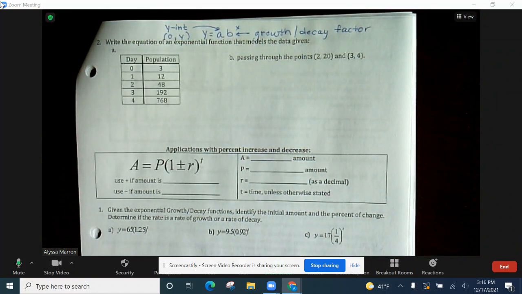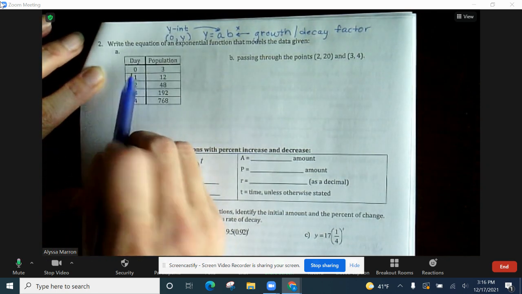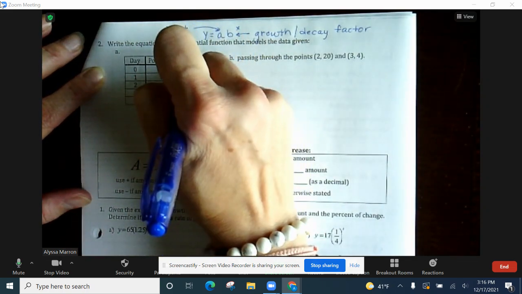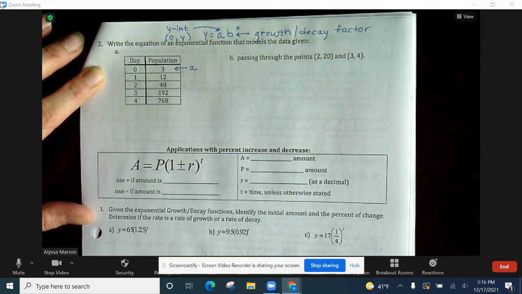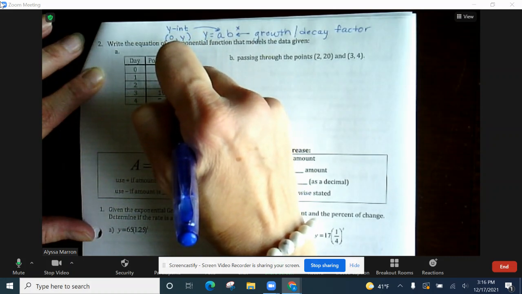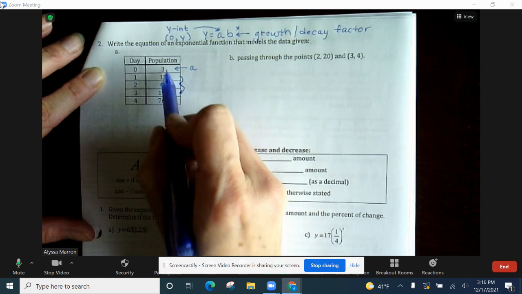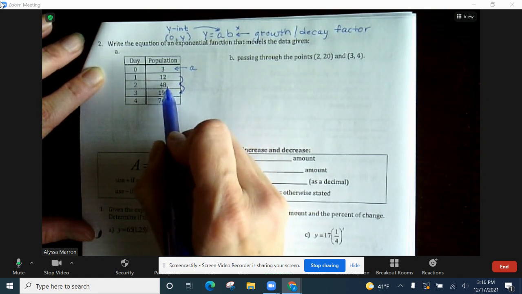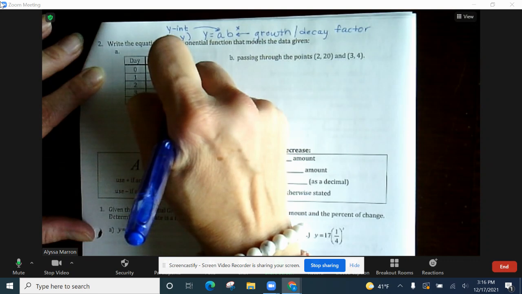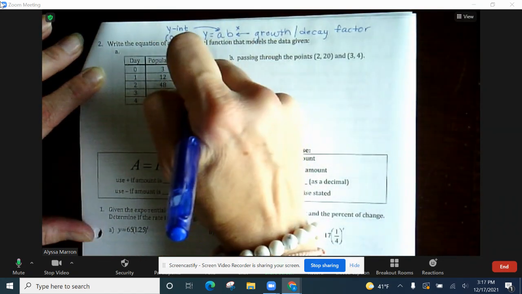So if we look at our table here, first thing I notice is that we have an x value of 0 here, which means this here is my y-intercept. That's my a value. As far as my b value, my growth or decay factor, it's what's being multiplied each time. So to get from 3 to 12, or 12 to 48, or 48 to 192, and so on, I can see that pattern is that we are multiplying by 4, which means 4 is my b value.